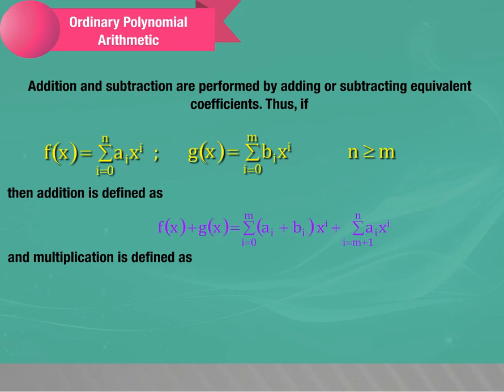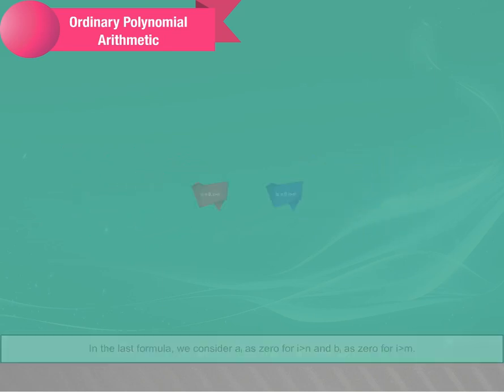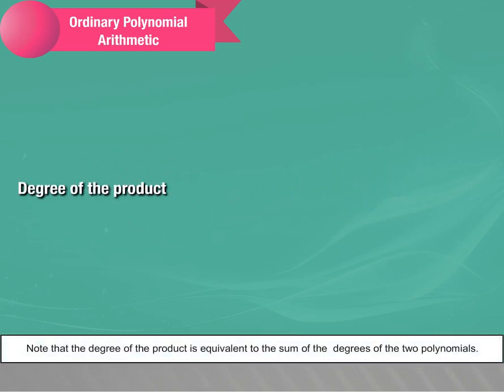And multiplication is defined as f(x) × g(x) = sigma i = 0 to n+m of ci x^i, where ck = a0 bk + a1 bk-1 + and so on up to ak-1 b1 + ak b0. In the last formula, we consider ai as 0 for i greater than n and bi as 0 for i greater than m. Note that the degree of the product is equivalent to the sum of the degrees of the two polynomials.